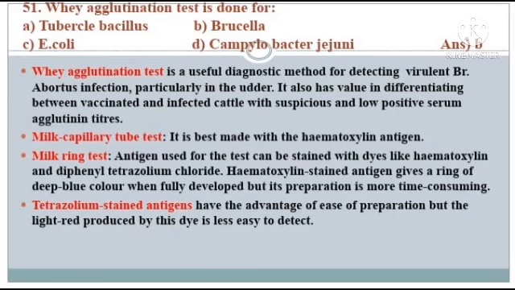Milk capillary tube test is best made with the hematoxylin antigen. Milk ring test, here antigen used for the test can be stained with dyes like hematoxylin and diphenyl tetrazolium chloride. Hematoxylin stained antigen gives a ring of deep blue color. Tetrazolium stained antigen has the advantage of ease of preparation and it will give light red color.